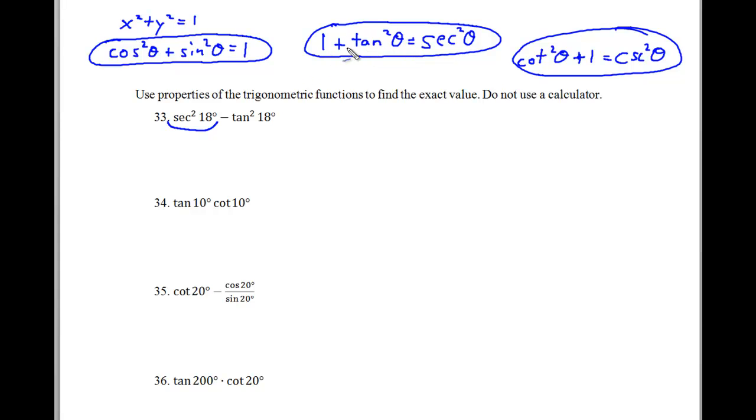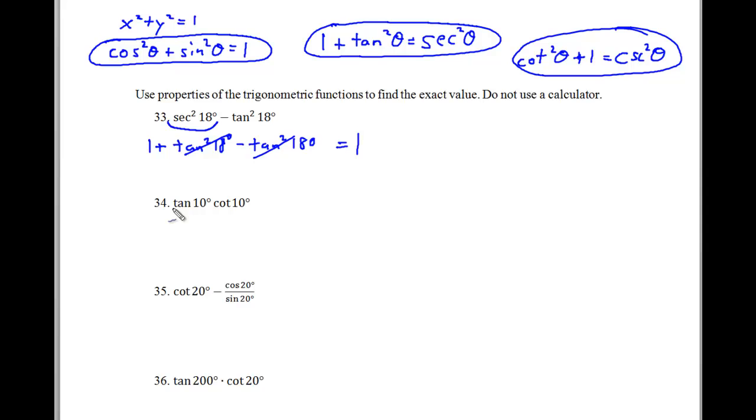So instead of writing down secant squared 18 degrees, I'm going to write in 1 plus tangent squared 18 degrees minus tangent squared 18 degrees. And the tangent squared 18 degrees minus tangent squared 18 degrees is 0. So the answer here is 1.